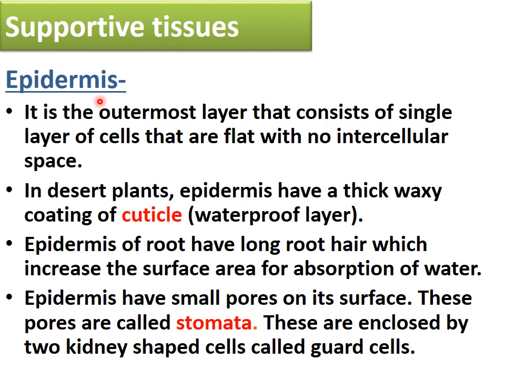What is epidermis? Whenever you observe any cell, the outermost layer of the cell, it is called as epidermis. It is the outermost layer that consists of single layer of cells which are flat with no intercellular space. Means it is the outermost layer, right? Plus it is single layer. It consists of only single layer, and in that single layer the cells, they are flat in nature. The shape is flat, and these cells, they are arranged in such a way that there is no intercellular space.